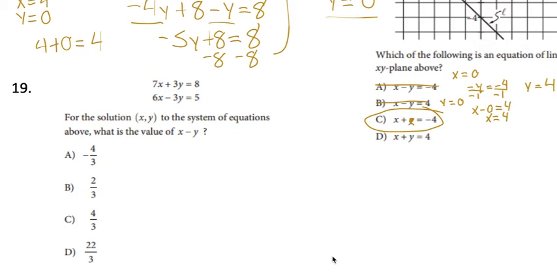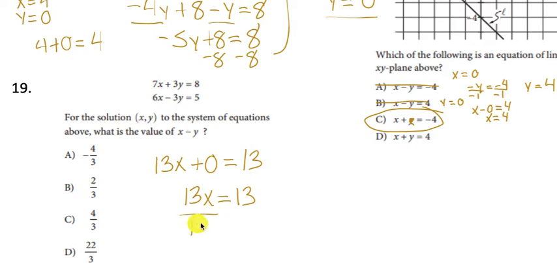Number 19, we have the system of equations 7x plus 3y equals 8 and 6x minus 3y equals 5. For the solution x comma y to the system of equations above, what is the value of x minus y? So in order to solve this system of equations, we can add the two equations together. 7x plus 6x is 13x. 3y minus 3y is 0, so plus 0, equals 8 plus 5 is 13. 13x plus 0 is going to be 13x, which equals 13.